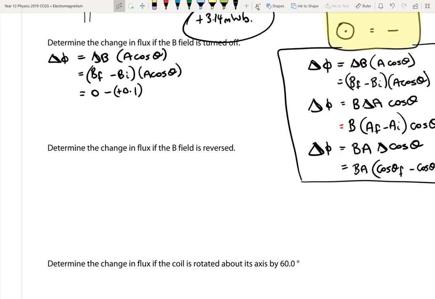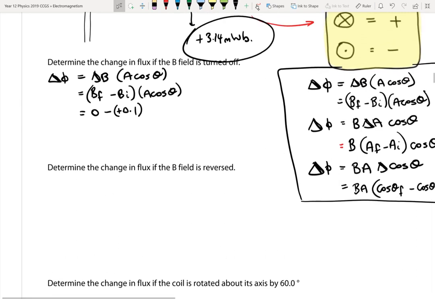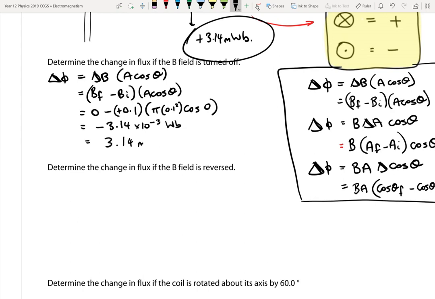The convention still works. The change in the magnetic field is going to be negative, which is now out of the page. Then I'll throw in my pi by 0.1 squared cos of 0. So yeah, as you rightly said, that whole term is just simply going to be negative 3.14. So we can say 3.14 milliweber out of page. Okay.